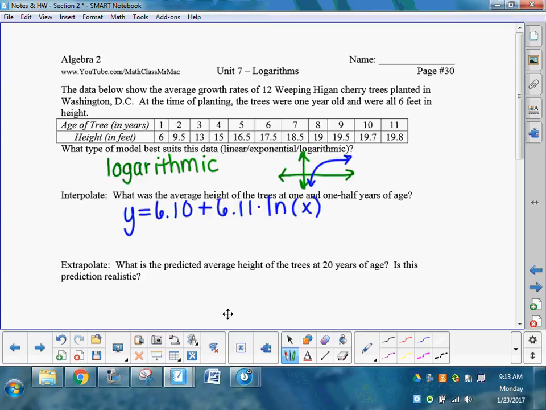What would we do now to answer this question? Grace, what would your next step be? You substitute the 1.5 years for x. There you go. So we're going to say y is going to be equal to, and I know it's approximate, so plus 6.11 times the natural log of 1.5. Their answers were all, well, we'll go out to the hundredths. You type that in exactly as it looks, and let's see what that's going to come out to be. And Riley, let us know what you get as an answer when you get it, please.